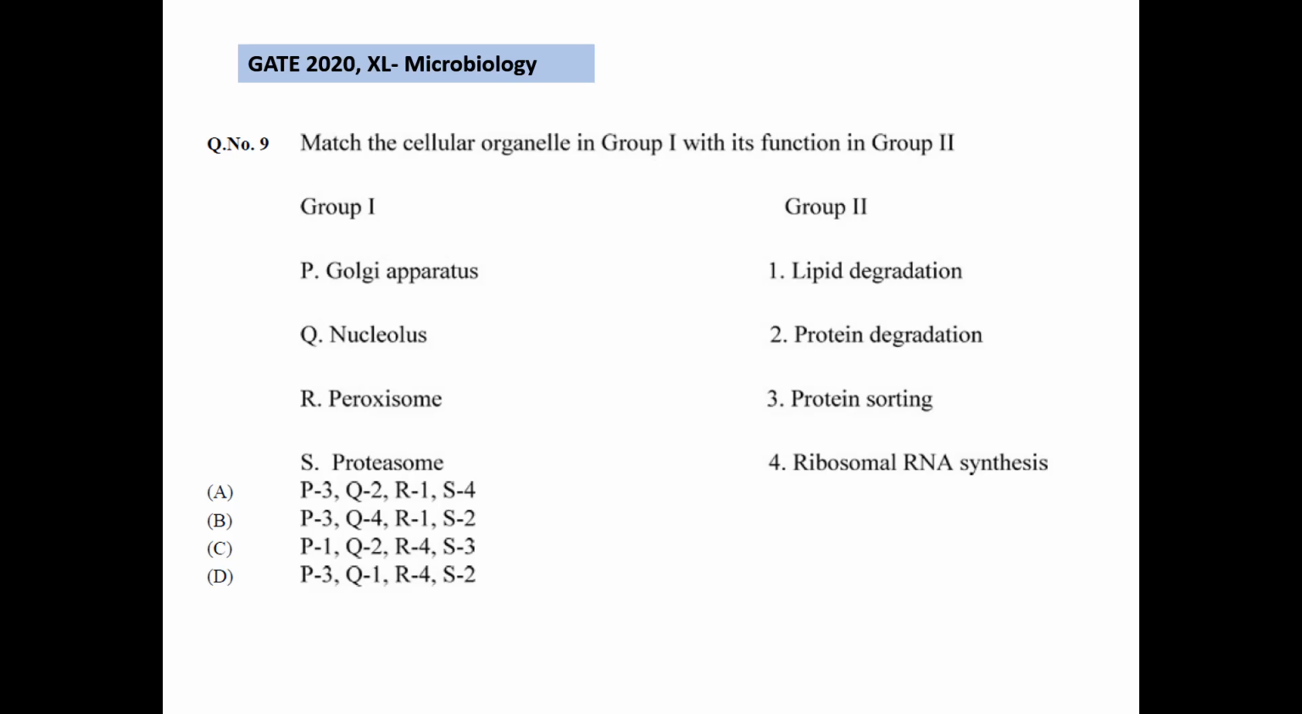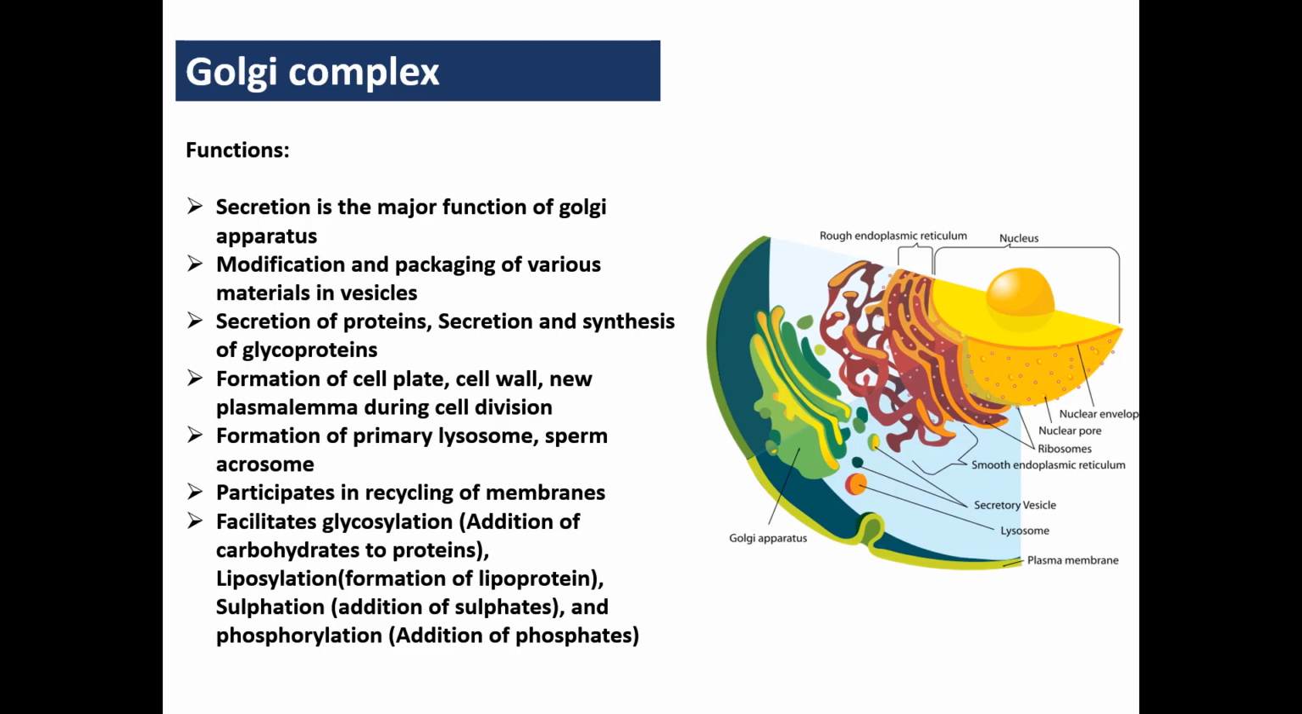And in group 2, there are the functions, which are lipid degradation, protein sorting, and ribosomal RNA synthesis. So in order to answer this question, we have to know the features of each of these organelles, which we will see one by one. So first we have the Golgi complex.